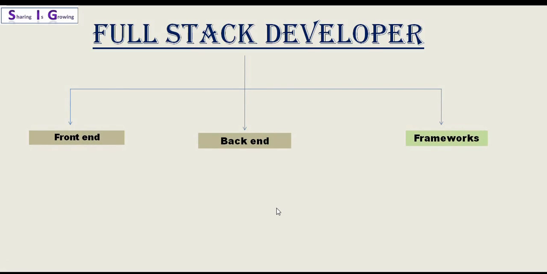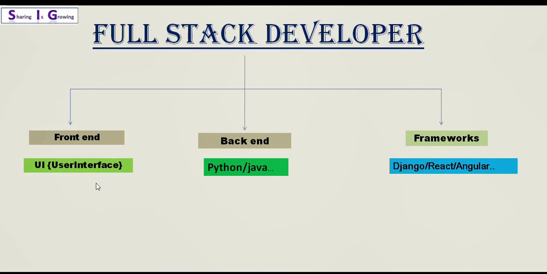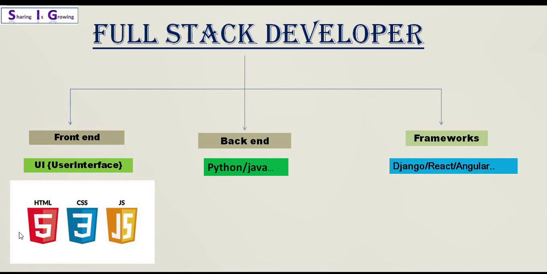A person who knows everything about front-end development, back-end development and frameworks is also referred to as a full-stack developer. As a front-end developer, we need to know everything about the user interface. If you learn languages like HTML, CSS and JavaScript, you are a front-end developer. When you open any page, the interface is the front-end development, and what happens in the background of that page is back-end development, written in Python, Java or other server-side languages.